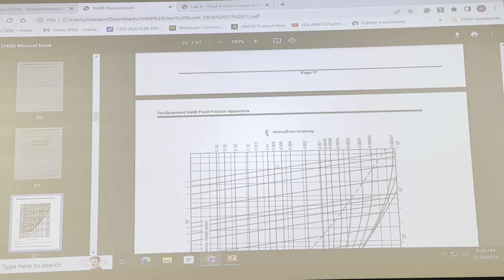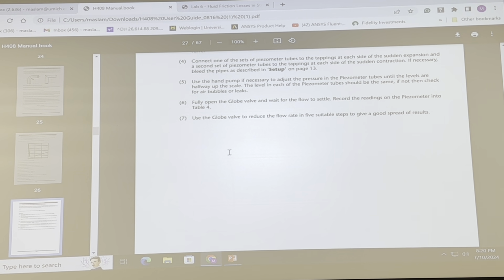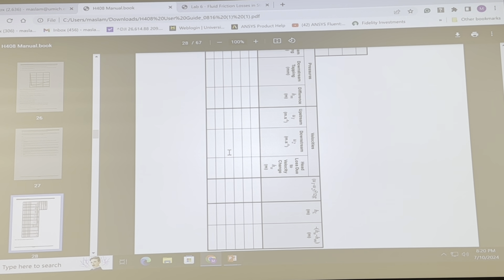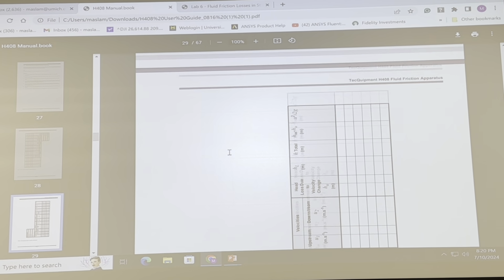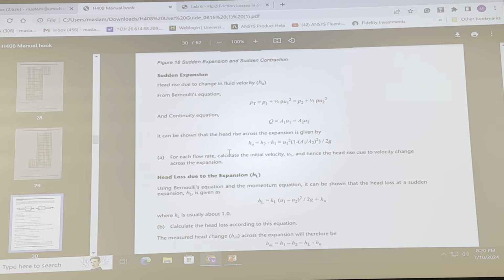But sudden expansion is also part of this experiment. I want you to go to page number 27, sudden expansion and sudden contraction. All the information is here. Again, the procedure is there for you on how to do it, and tables are there for you showing what data you should collect. He also explained a little bit of theory and the formulas associated with it.